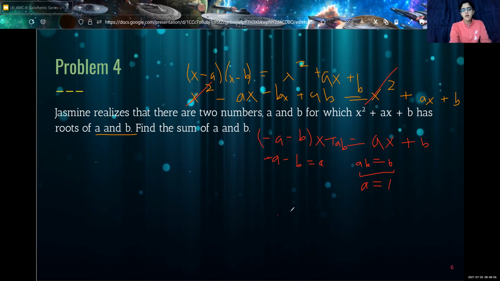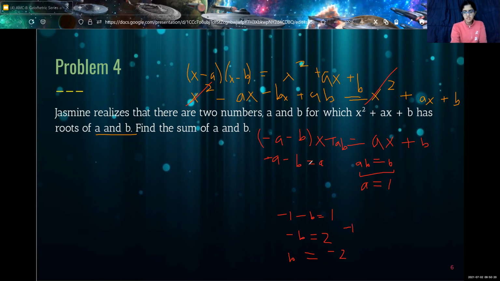Now you get negative 1 minus b equals 1, and then you could add 1 to both sides. You get negative b is 2, so that means that b equals negative 2. So you'd be able to do that. And then we'd add a and b together and we'd get -1.